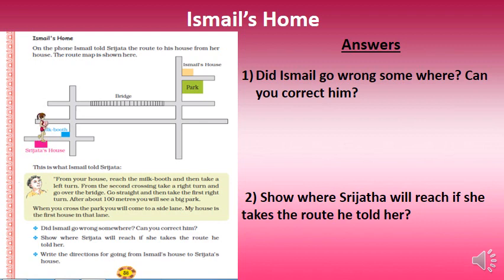On the phone, Ismail told Srijata the route to his house from her house. The route map is shown here. This is what Ismail told Srijata. From your house, reach the milk booth. Then take a left turn. From the second crossing, take a right turn. This is the second crossing. From here, she has to take a right turn and go over the bridge.